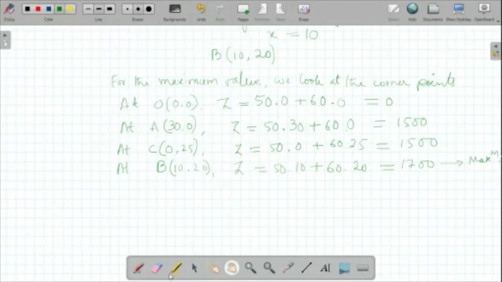So what is our solution? What is x? So what is our x? We have to take this point, the maximum level point, x equal to 10, y equal to 20, right? So this is the solution of our linear programming problem.